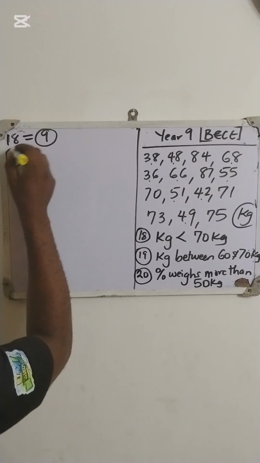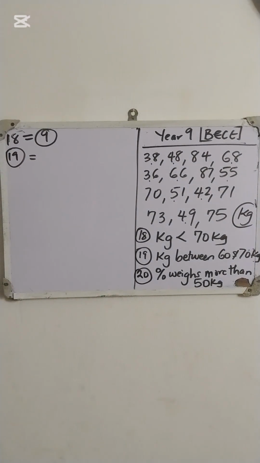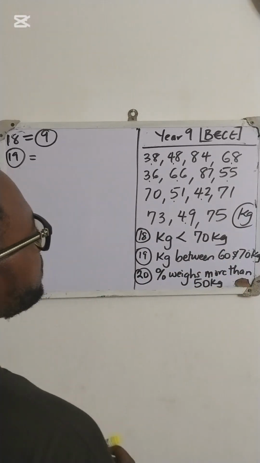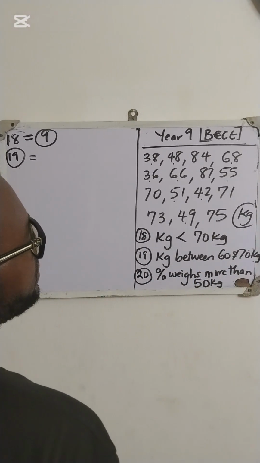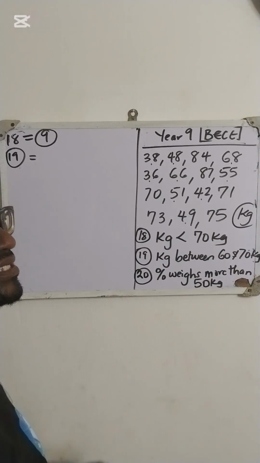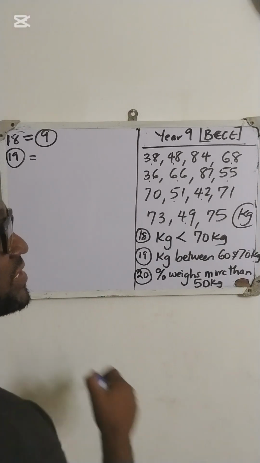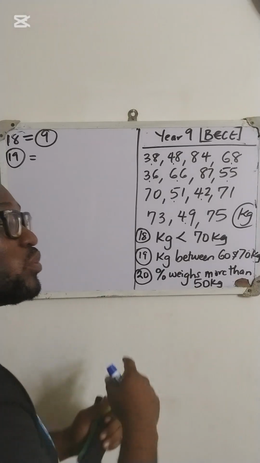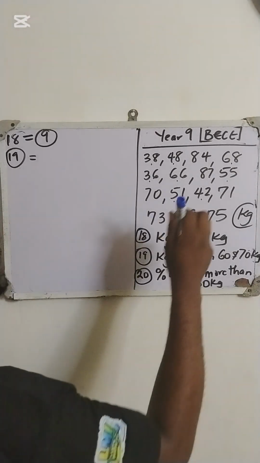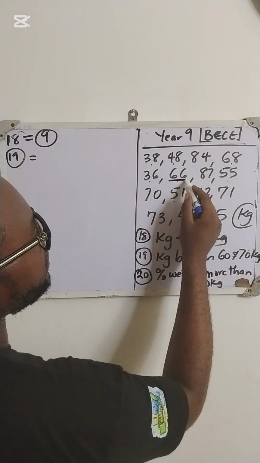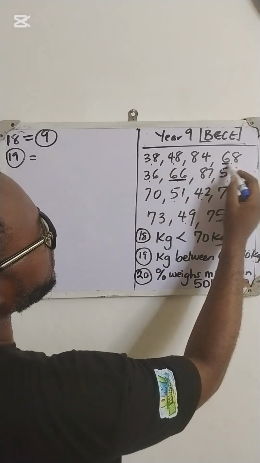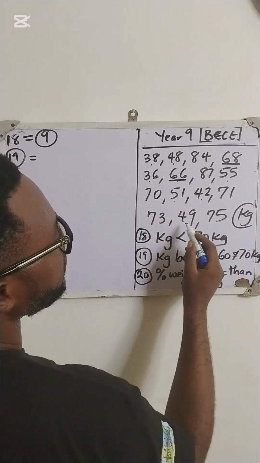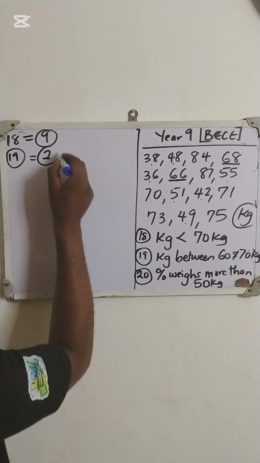Okay, so number 19, they said how many kilograms are between 60 and 70 kg? So anything 60 something is what we're going to count, because between 60 and 70 is 61 to 69. All right, so we have 66. So this is 1, this is 2. Answer is 2.